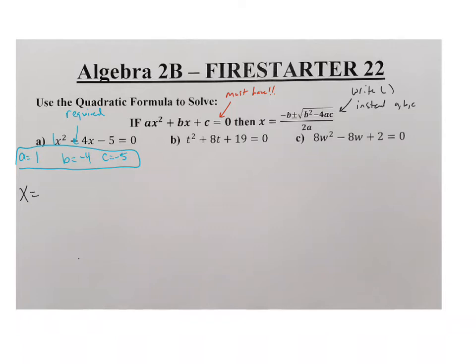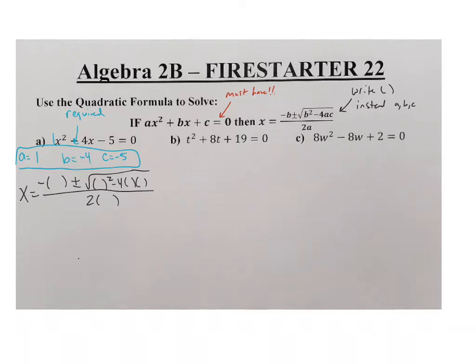I'm going to write the entire formula, but wherever I see a letter, I put an empty set of parentheses. So the opposite of B, plus or minus square root. Instead of B, I write an empty set of parentheses. Minus 4AC all over 2A.